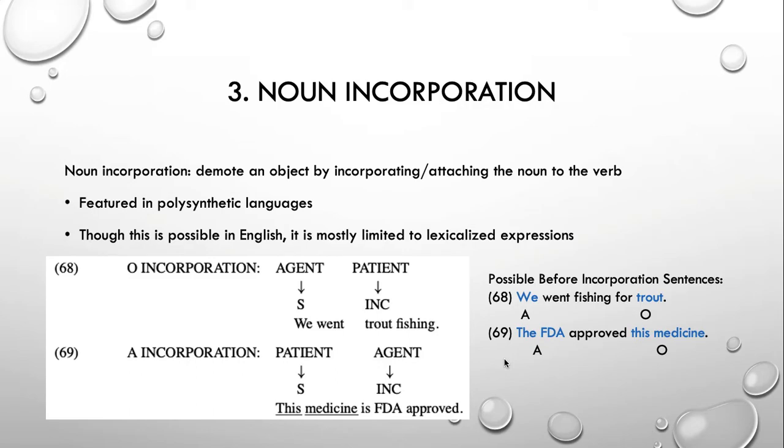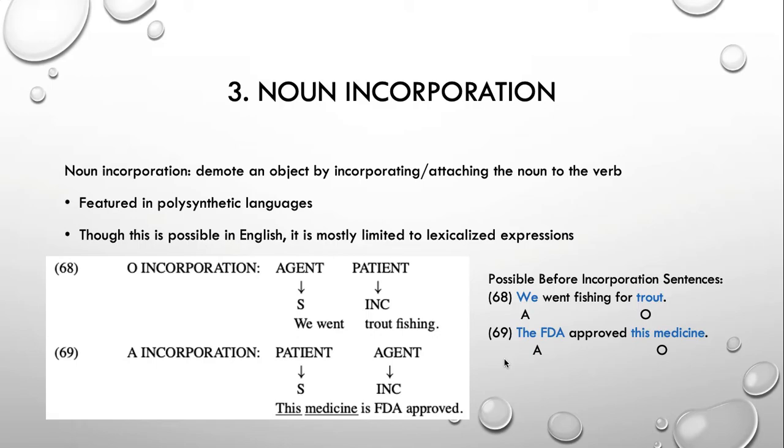The third one, noun incorporation. This is done by the demotion of an object by attaching the noun to the verb. This is featured in polysynthetic languages. This is possible in English, but it's mostly limited to lexicalized expressions. In English, the incorporation can be done through the object or through the transitive subject. On the right, I've also included what the sentences may have been before they were incorporated.